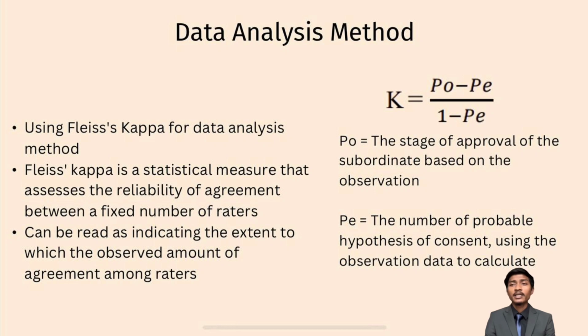This is the equation for Fleiss kappa. K equals Po minus Pe divided by 1 minus Pe. Po means the observed proportion of agreement among the raters based on the observation, and Pe is the probability of agreement expected by chance, using the observation data to calculate.